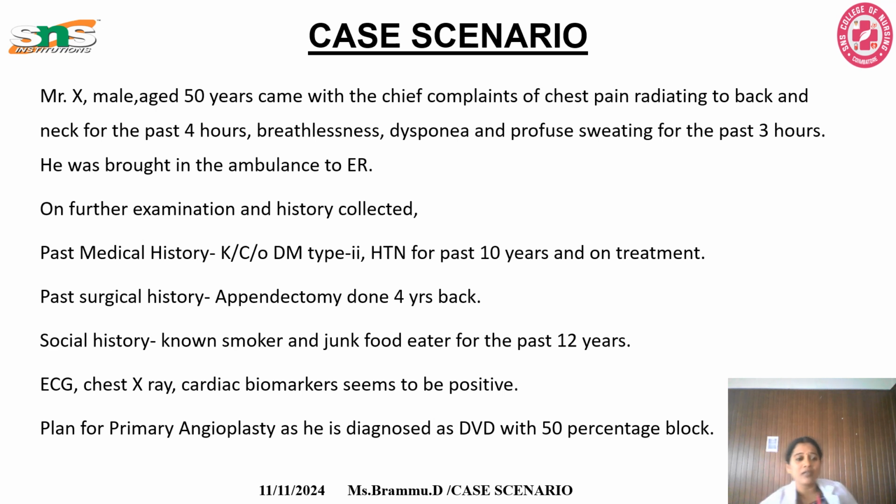The chest X-ray, ECG, and cardiac biomarkers were taken, and they turned out to be positive. Hence he was planned for primary angioplasty, as he was diagnosed with double vessel disease with 50% block in the RCA and the circumflex artery. Let us see how this diagnosis is treated, how it is diagnosed, and what the common clinical symptoms of the patient are, as well as the possible management and rehabilitation.